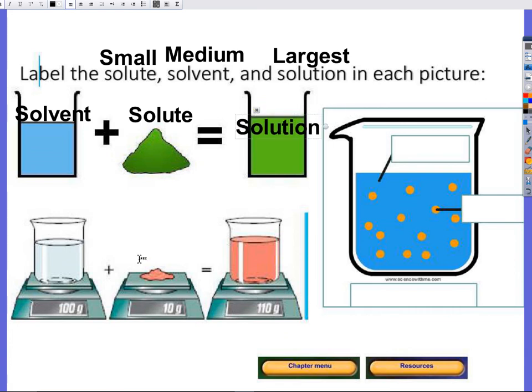Okay, same from the bottom. I'm going to start with the solute, smallest amount. That's the 10 grams. 100 grams would be the solvent. And solute plus solvent equals solution.